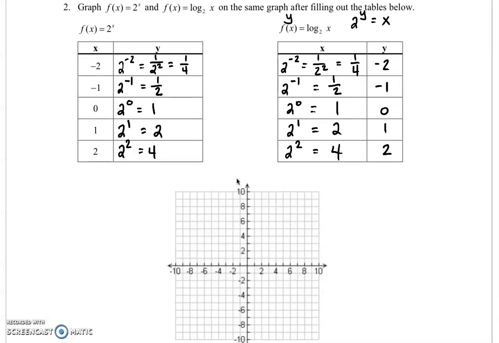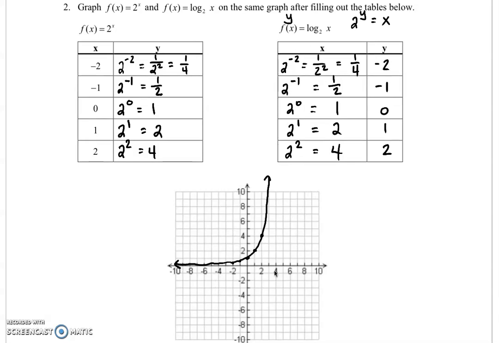And now we can graph these again. So let's see. Graphing the 2 to the x first, we have negative 2, 1/4, negative 1, 1/2, 0, 1, 1, 2, and 2, 4. So if we draw our graph, and remember it keeps getting closer and closer to the axis without actually touching.